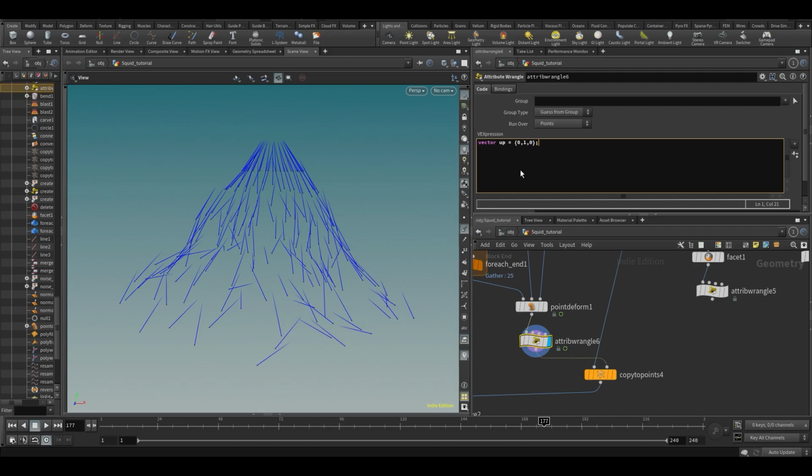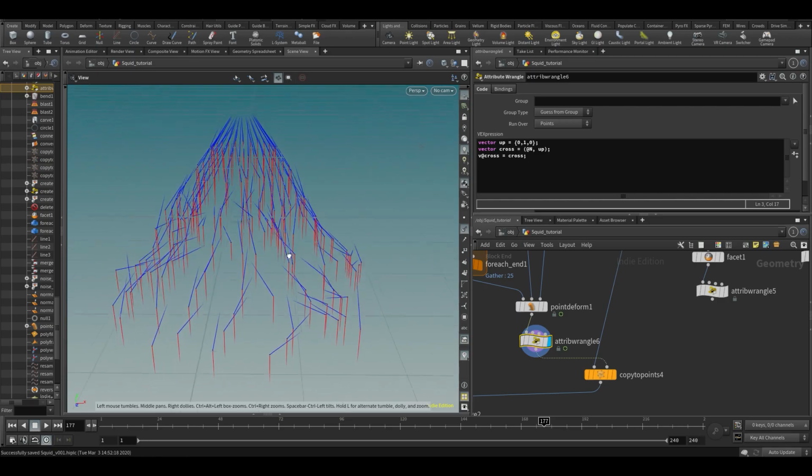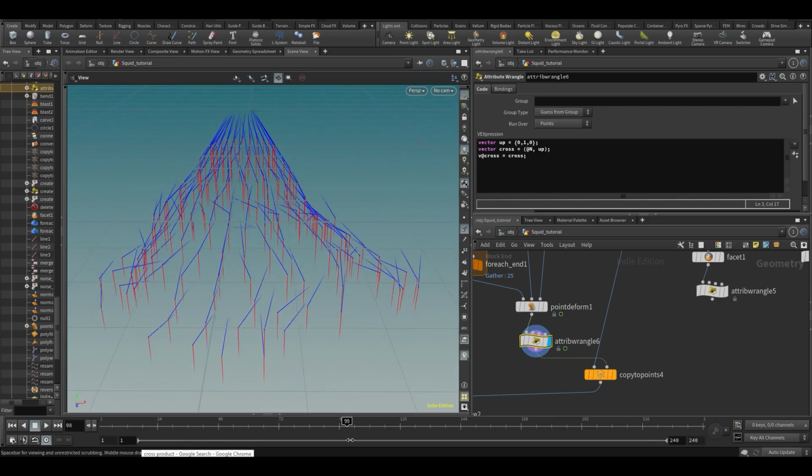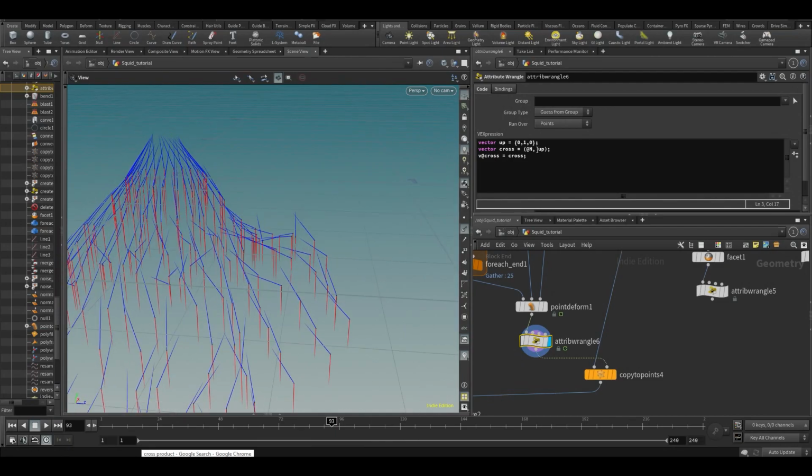All right, now let's do a cross product. Vector cross equals cross product of at normal and up. We can write this out if we want. Okay, this is looking a little bit weird. What did I do?